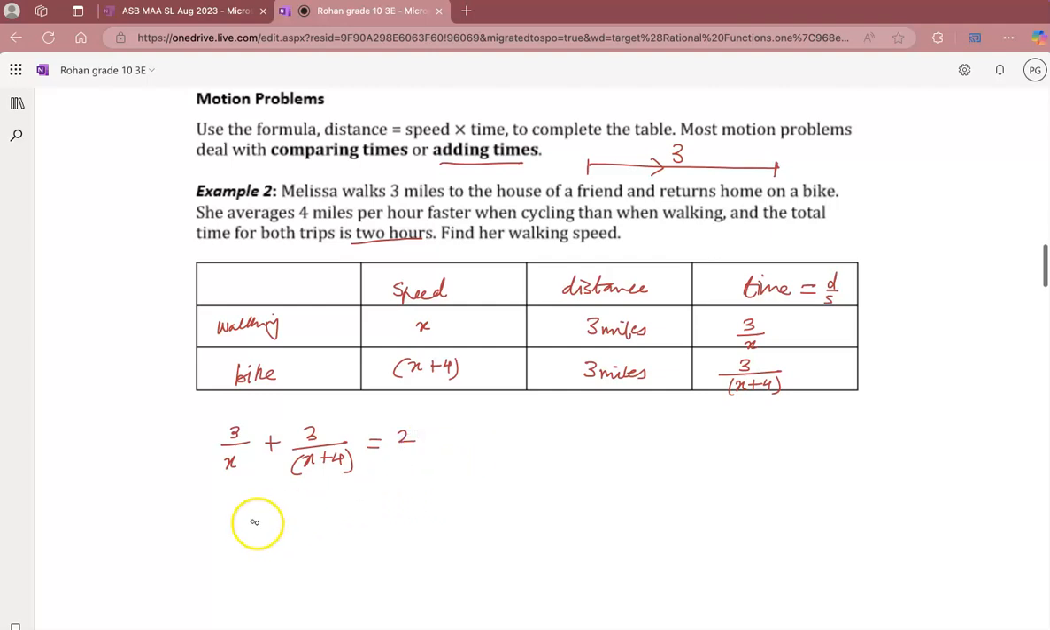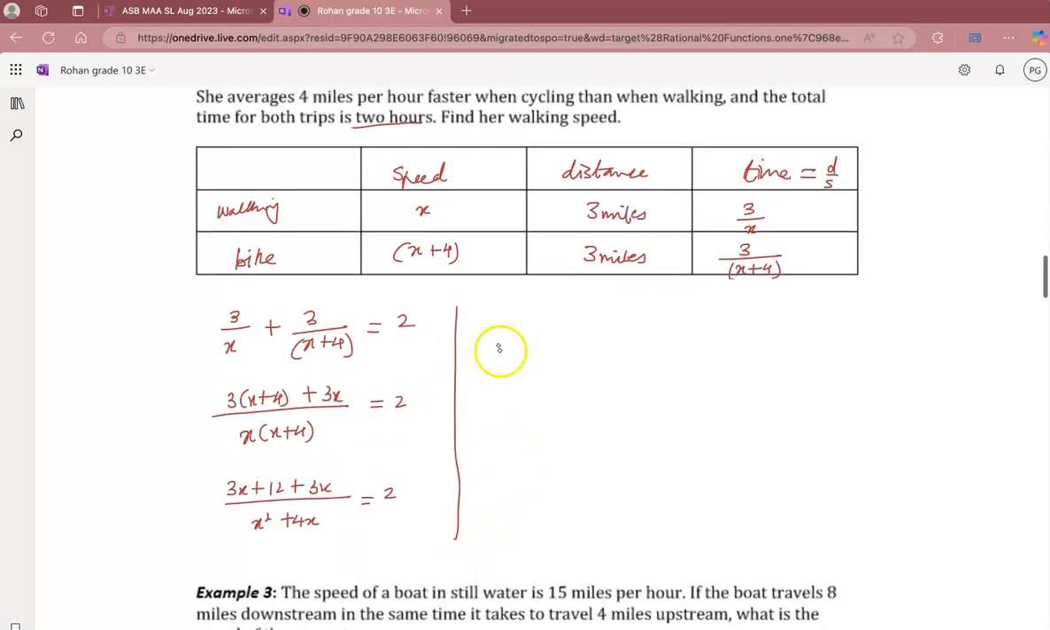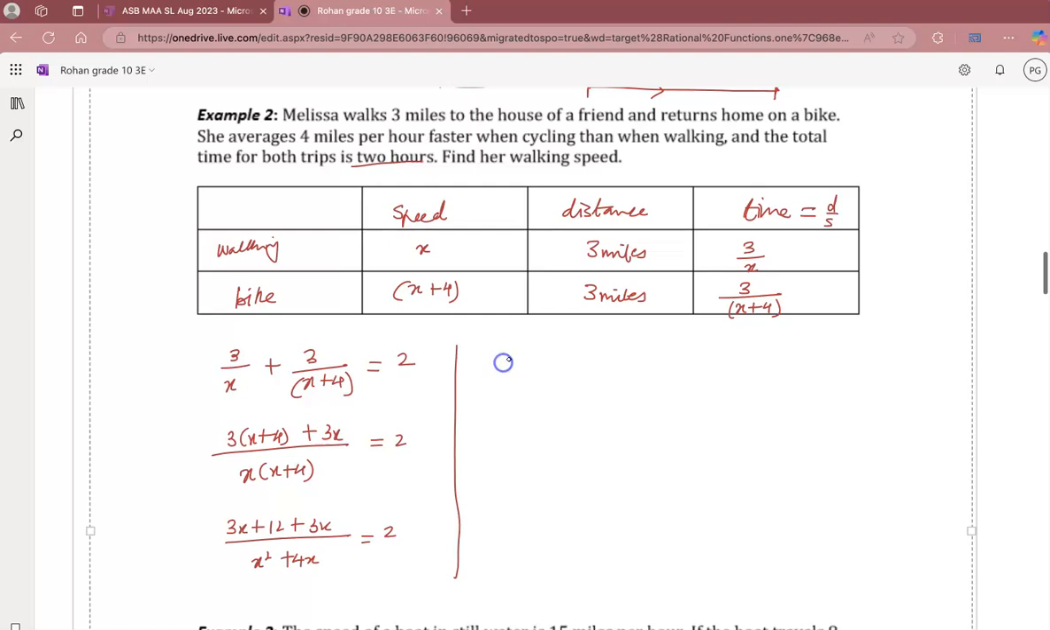You know how to solve this? You multiply by the LCM, x into x plus 4. So that's 3x plus 12, plus 3x, which is 6x plus 12 upon.